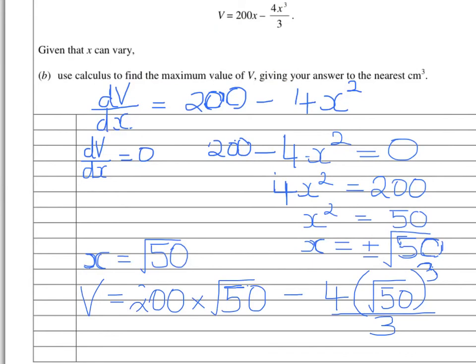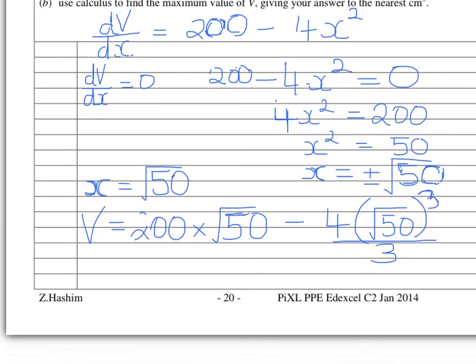I won't go through all the working out for that. This is one you could just plug straight into your calculator. So just be careful that you do that correctly, and you'll find that V equals 943 centimetres cubed to the nearest centimetre cubed, rounded.